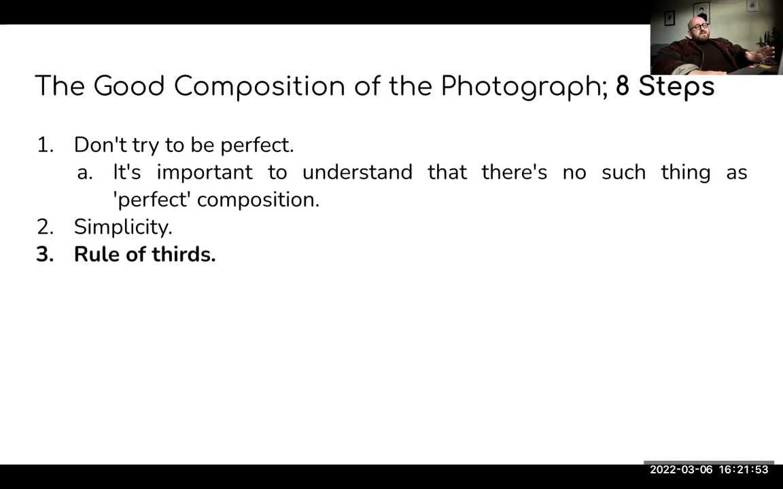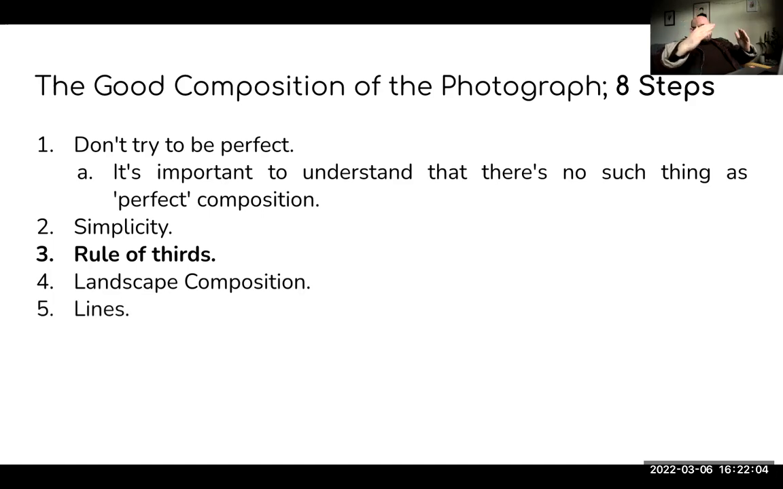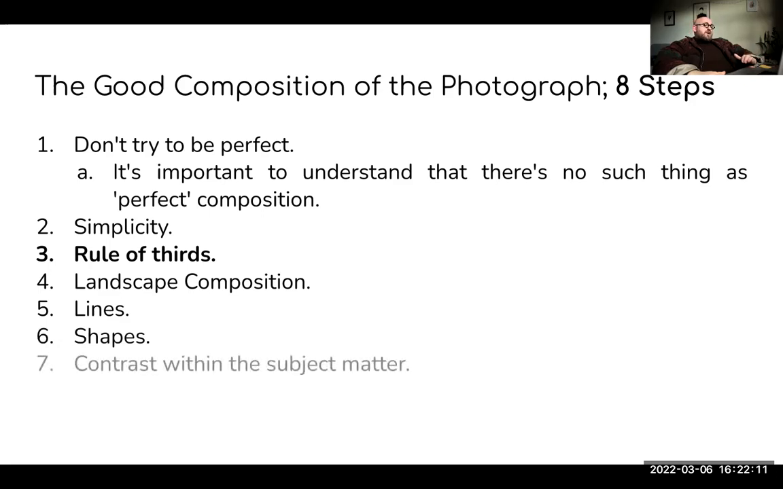But we're going to stop now at the rule of thirds. However, we're going to continue on the fourth step, which is landscape and composition. Then the lines. How do you include them in your photographs? Shapes, something we're going to see through the rule of thirds. Contrast within the subject. Framing. Again, how you frame a photograph.